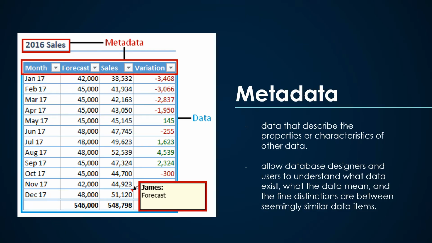Metadata are data that describe the properties or characteristics of other data. Some of these properties include data definitions, data structures, and rules or constraints. Metadata allow database designers and users to understand what data exists, what the data mean, and what the fine distinctions are between seemingly similar data items. In this table entitled 2016 Sales, the metadata are the columns month, forecast, sales, and variation.